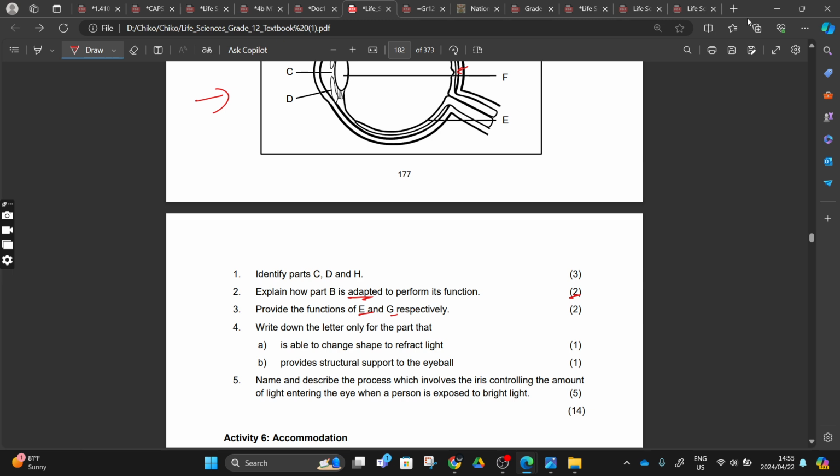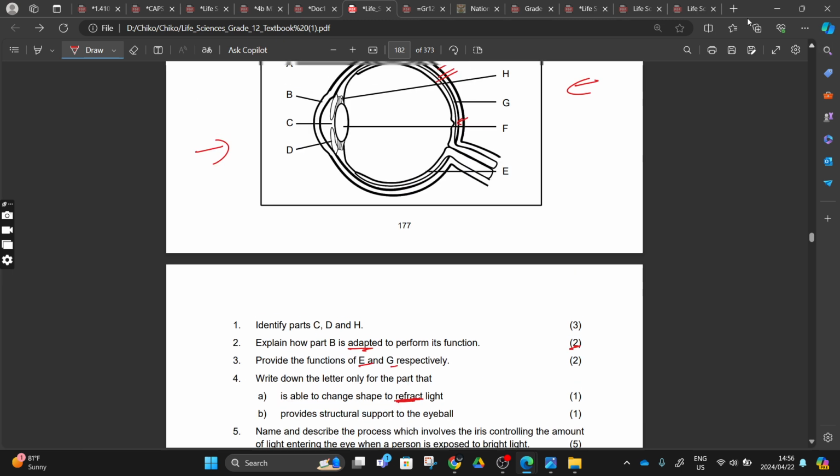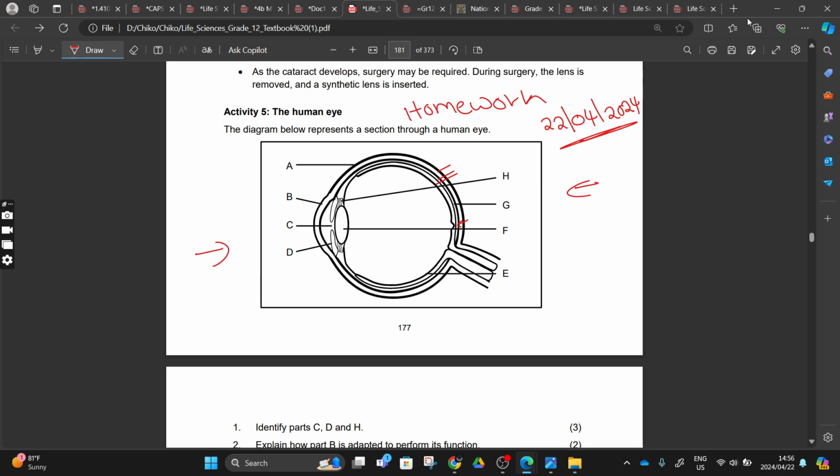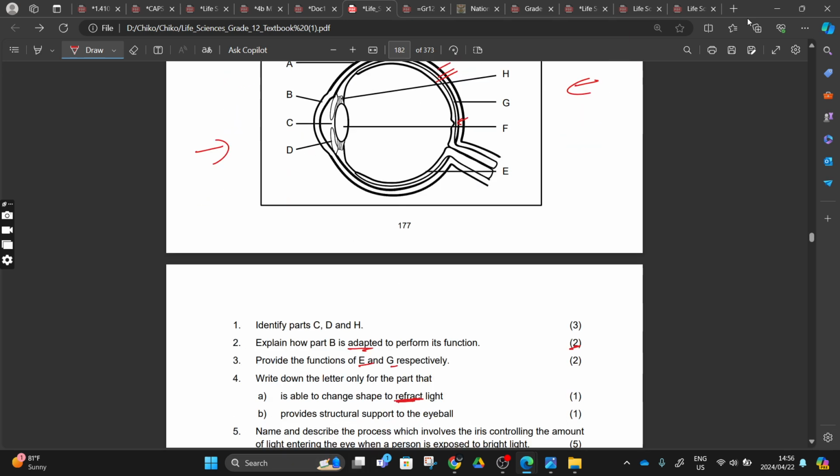And then by number 4, write down the letter only of the part that is able to change shape to refract light, right? We are not reflecting light, we are refracting. So name the part of that. And then number B, provide the structural support to the eyeball. So you are going to go and see where it is. They said name the letter. Write down the letter only for the part that provides structural support to the eyeball.